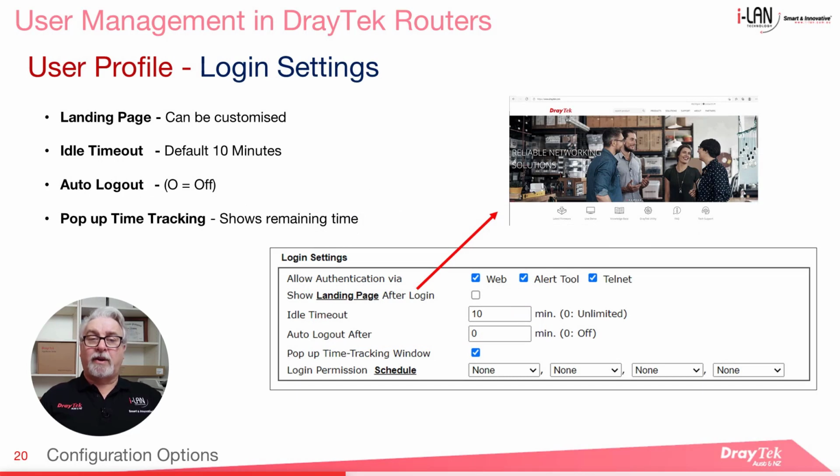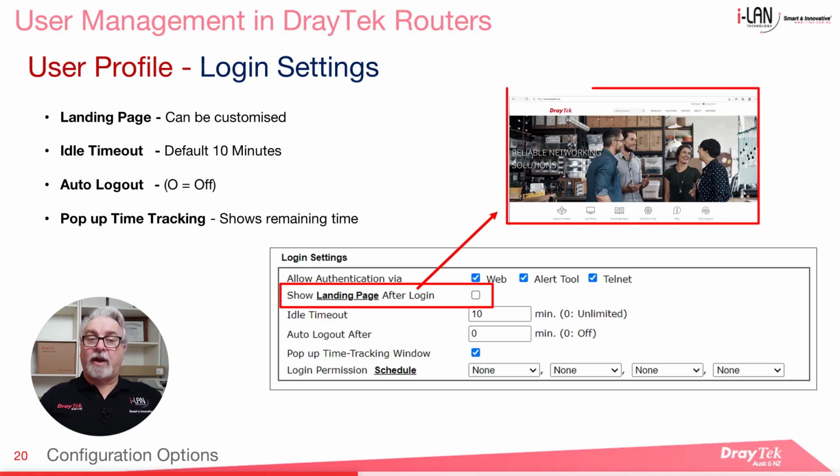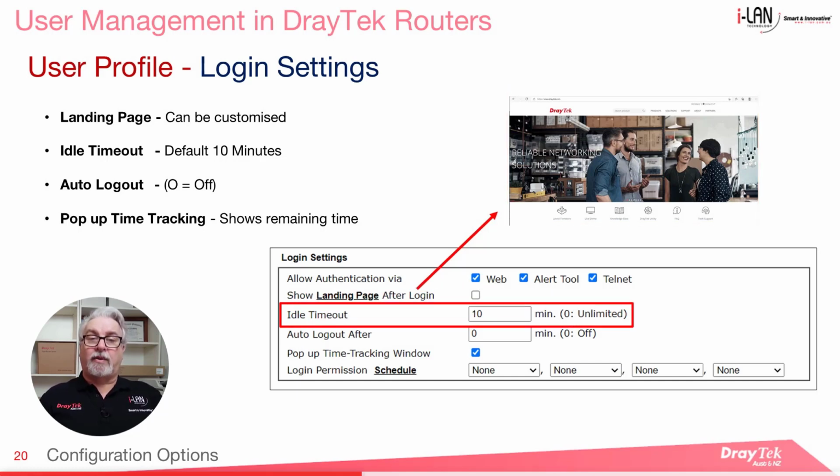The next menu item to configure is the login settings. Here you can select how to access the authentication, which can be either web, alert tool, or telnet. Web is the most common method to use here. You can also enable the landing page for this user profile, so they'll be redirected to a company web page after they log in. The placeholder there is to go to the DrayTek homepage, but that can be changed if required.